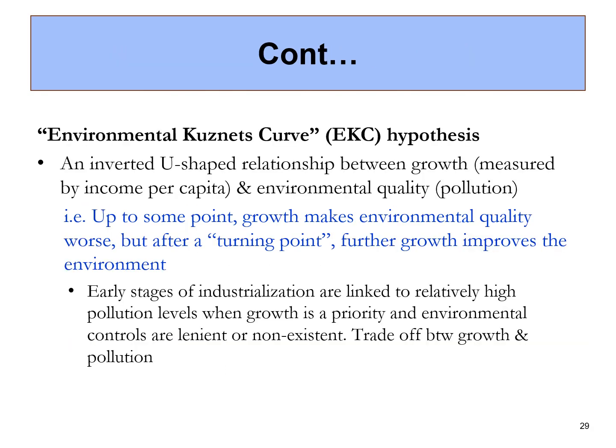The Environmental Kuznets Curve will explain the previous scenario. So there is an inverted U-shaped relationship between growth, which is measured by income per capita, and environmental quality, which is in terms of pollution. So it says that up to a certain point, growth will make environmental quality worse, but after a turning point, further growth will improve the environmental quality. Okay, so we will look at the diagram in the next slide.